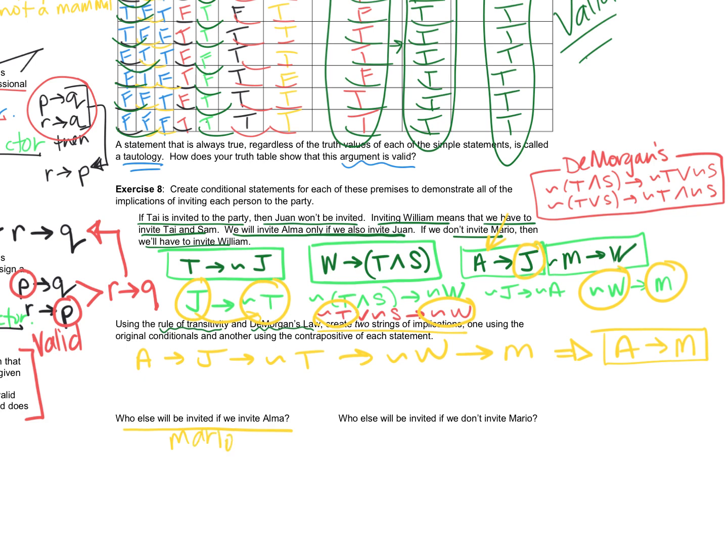And so then we have the reverse of that. Working our way backwards, that would look like not M implies W implies T implies not J implies not Alma. So who else will be invited if we don't invite Mario? Well, we know that if we don't invite Mario, then we would have William.